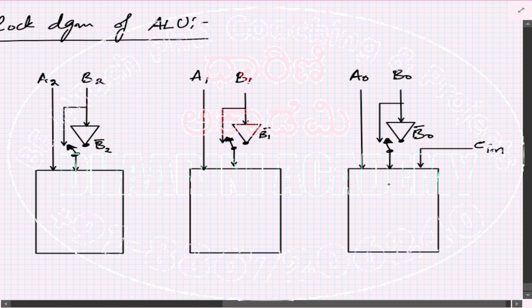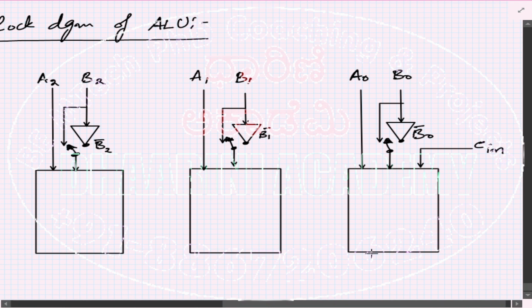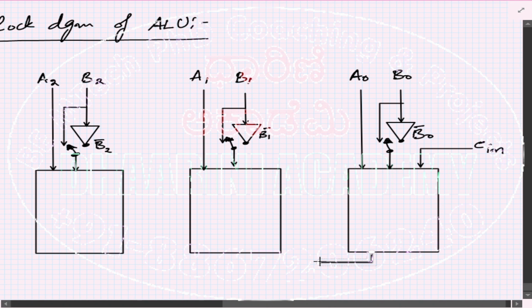Okay, now this adder block provides many things at the output. So let us try to write them now. The first one is the carry, right? So the carry has to pass to the next stage, right? So okay, let's write this way.